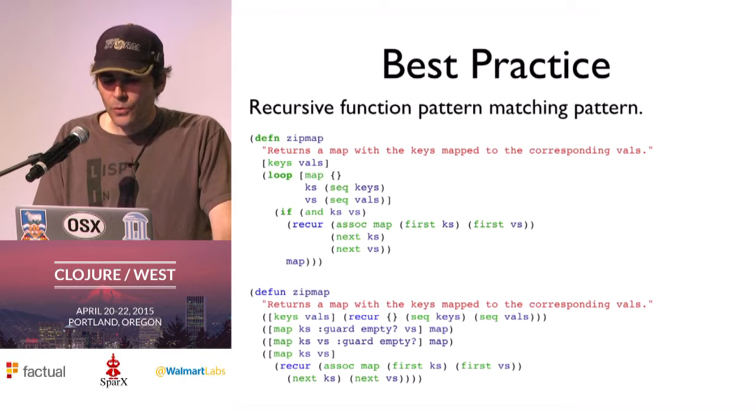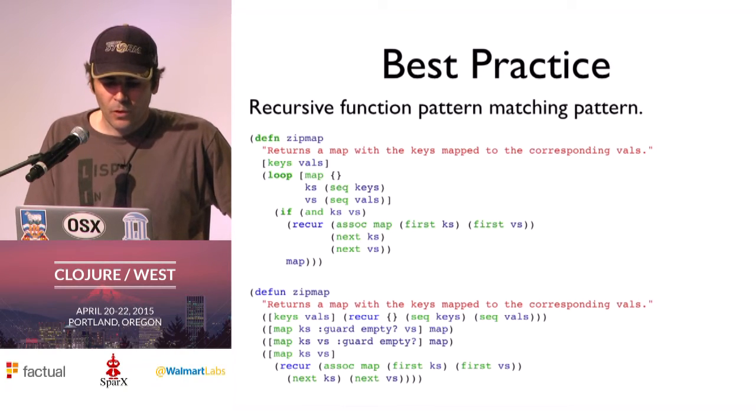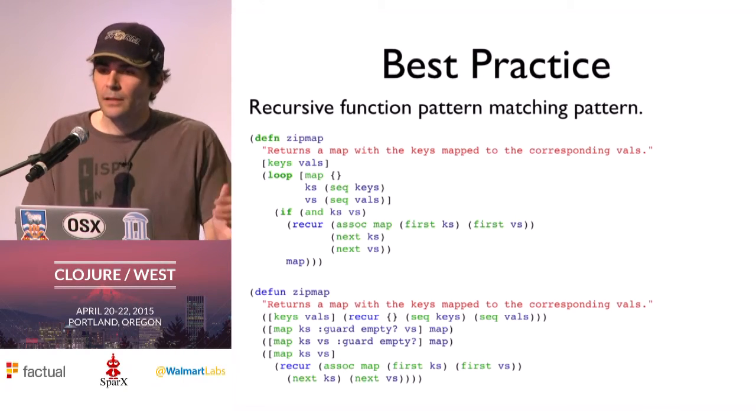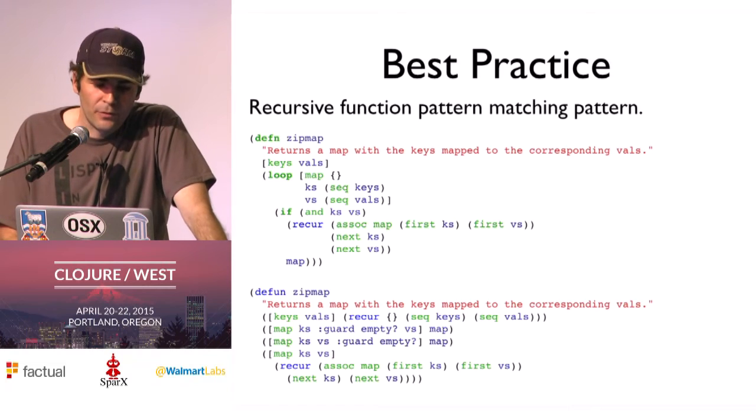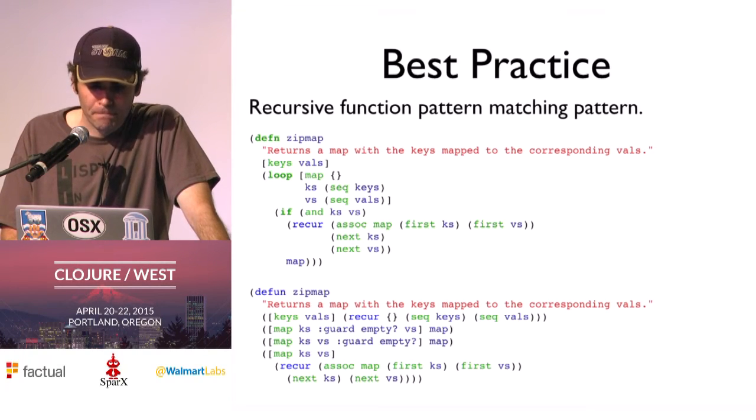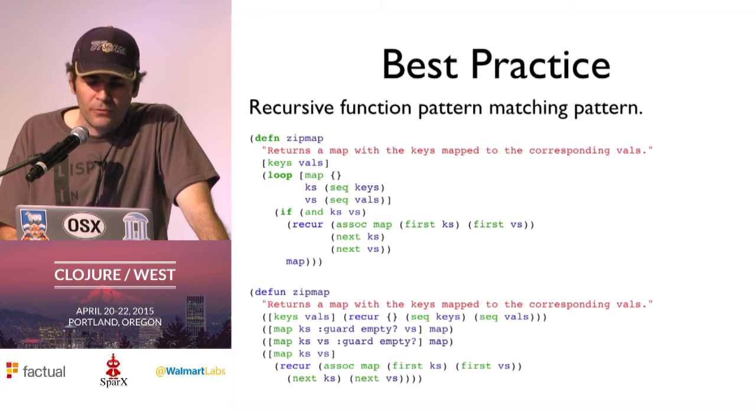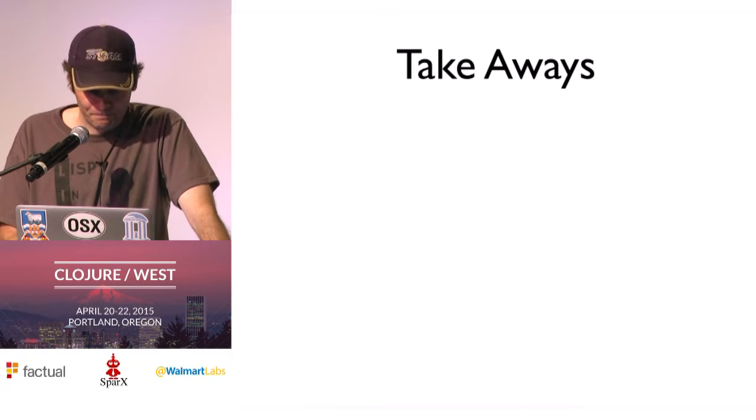So we can compare those two, and I think you guys hopefully agree that the one on the bottom is at least as clear. And once you've looked at it a few times, maybe you'll agree with me that it's more clear than the example on the top. So that's the recursive function matching pattern, for lack of a better word.